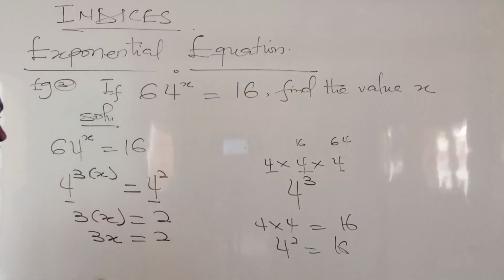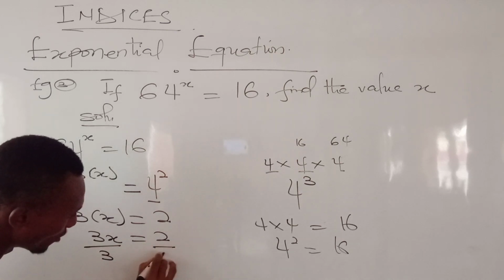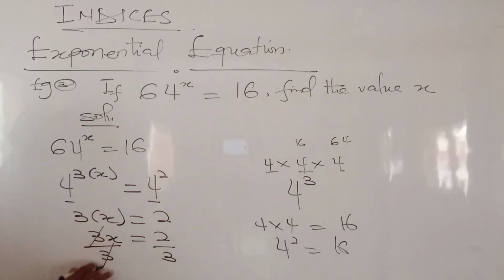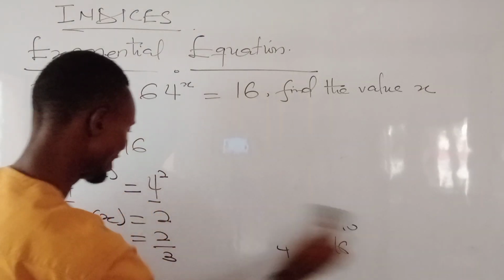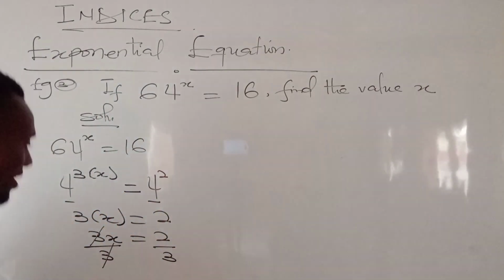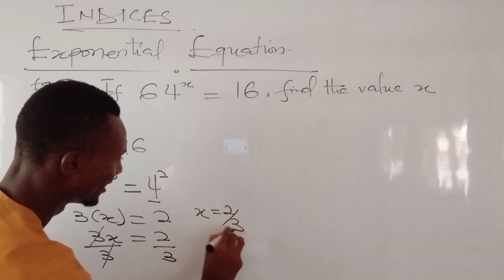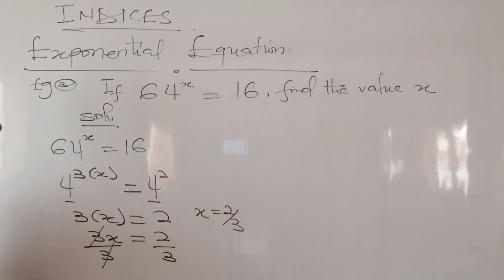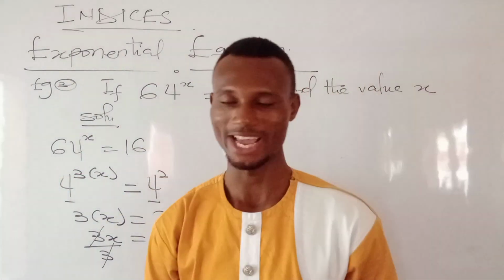Now how do I get my value for s? I divide through by the coefficient of s, which is 3. So I'll divide here by 3 and divide here also by 3, so that this 3 and this 3 cancel. Let me clean this one and continue from here so that you see it all. So from here I have s equal to 2 over 3, and this is my final answer. I hope the explanation is clear enough and you understand it.